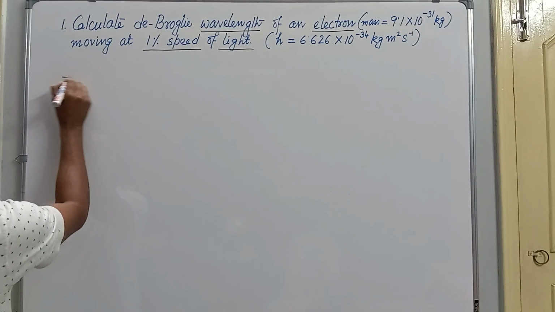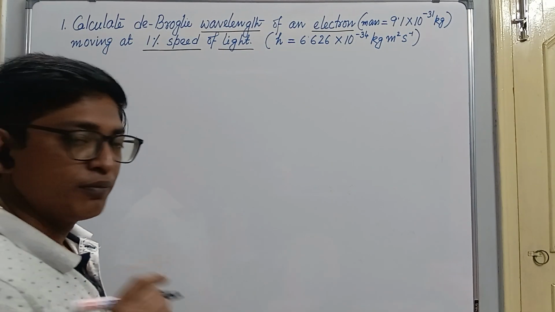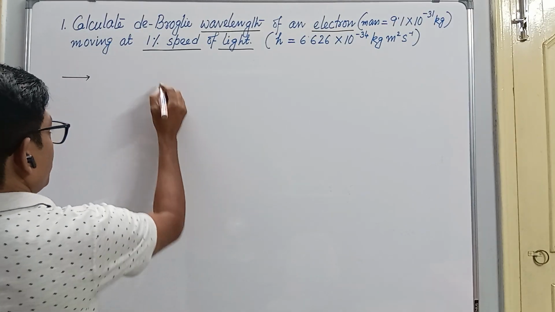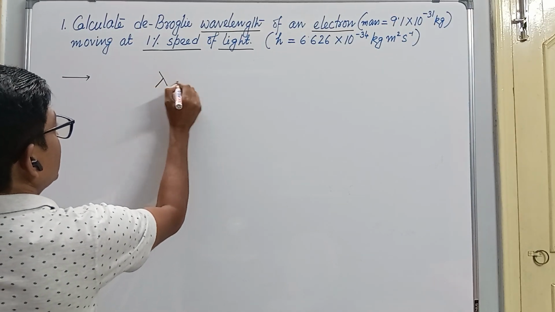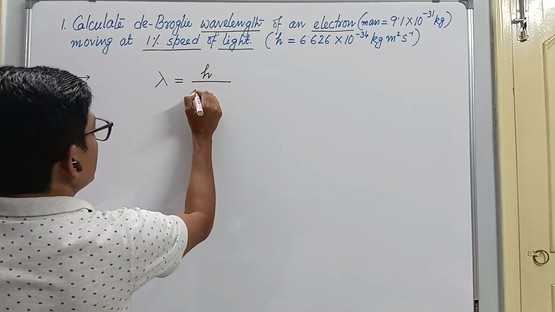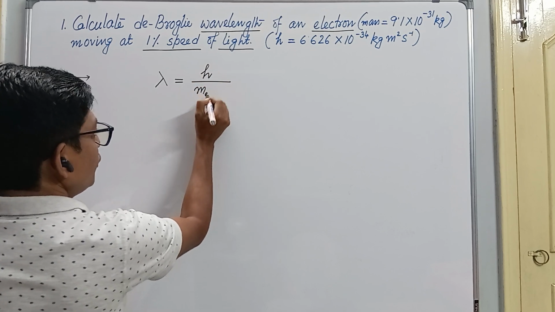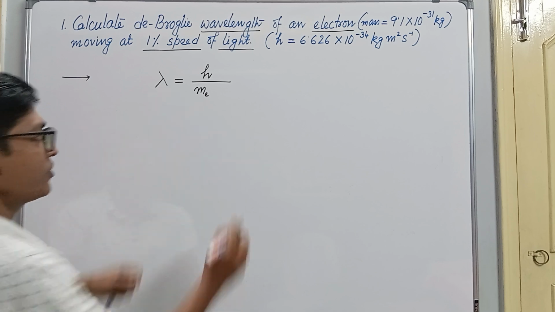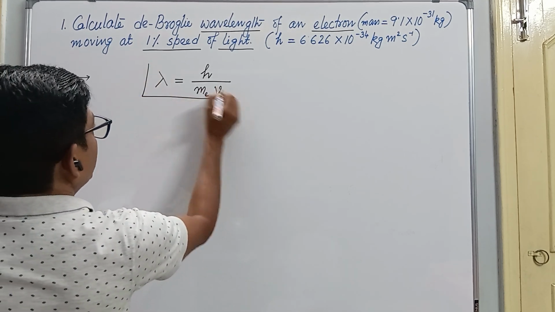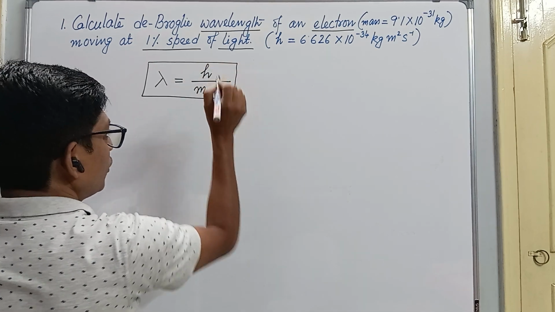Before I solve this, let me write the mother equation which should be used to solve this type of problem. That mother equation is lambda is equal to h, that is our Planck's constant, divided by the mass of an electron, which I am writing in subscript, and the velocity. This is the mother equation. I believe all of you are aware of this. This is called de Broglie's equation.